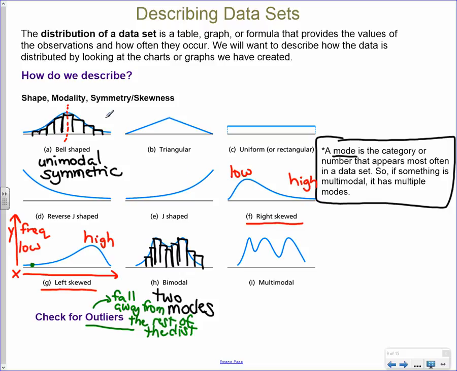But for now, if we were to put something in a histogram, we want to look at the shape, the modality, and the symmetry or skewness. So you see different shapes here. We've got a bell shaped like that, the triangular shape. A uniform shape is where basically all the heights of the bars are exactly the same. We don't use the reverse J and the J shape too much, but it is in this graphic, so you'll see it there. Then we have a right skewed and a left skewed distribution, bimodal and multimodal.